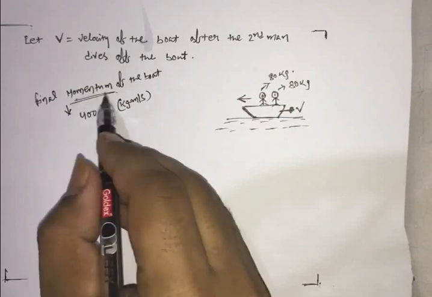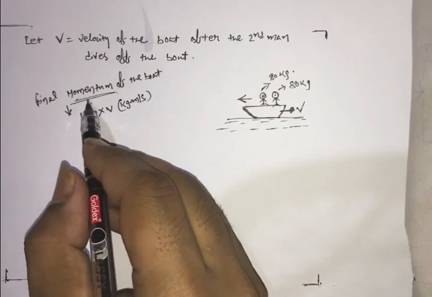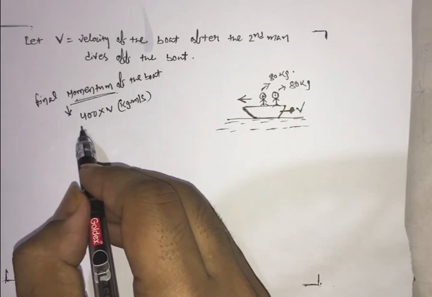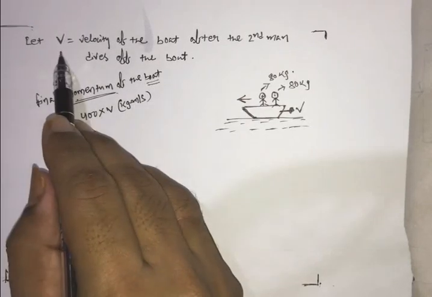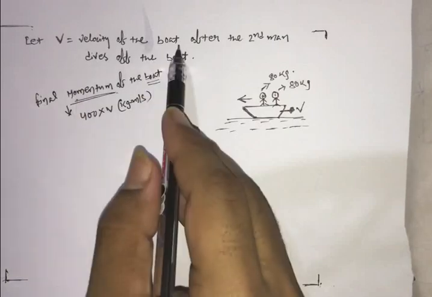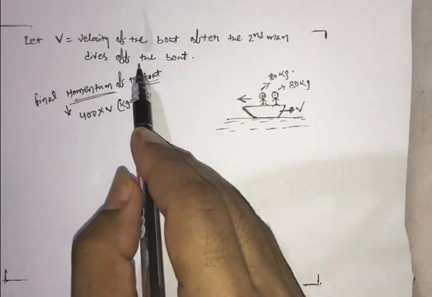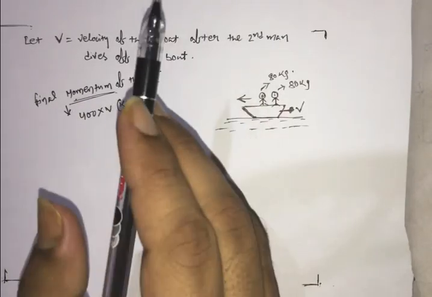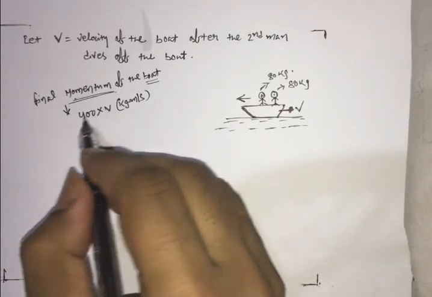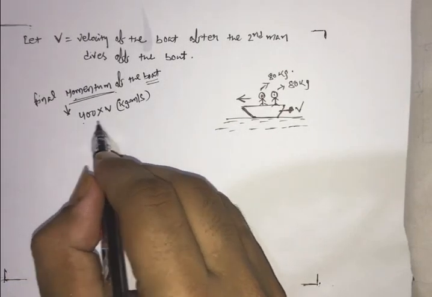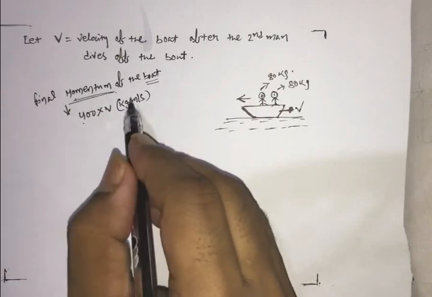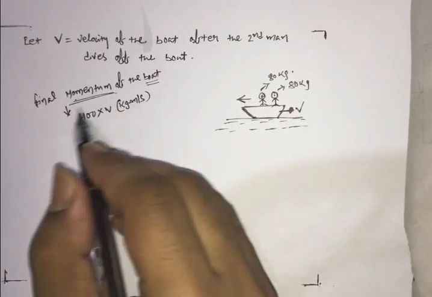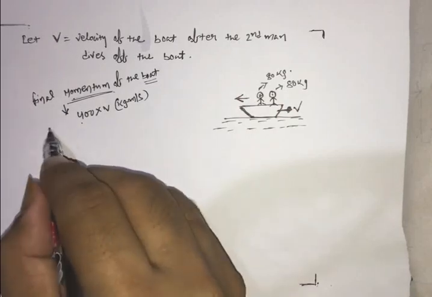So you know that momentum is equal to mass into velocity. 400 is the mass of this boat, and we have considered V as the velocity of the boat after the second man jumps. That means before that the first man has jumped. Okay, so the final momentum is 400 into V kg meter per second. Okay, now this is one aspect.